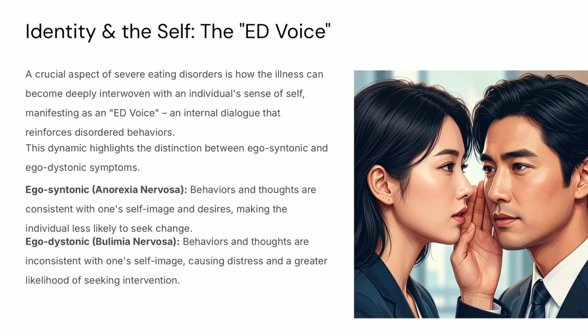To treat this, we have to understand if the person wants to change. We use two key terms here. Egosyntonic, common in anorexia: the symptoms feel right to the patient. They see their restriction as a strength or a source of pride. Because the disorder matches their self-image, they often resist treatment because giving up the illness feels like losing their best quality. Ego-dystonic, common in bulimia.